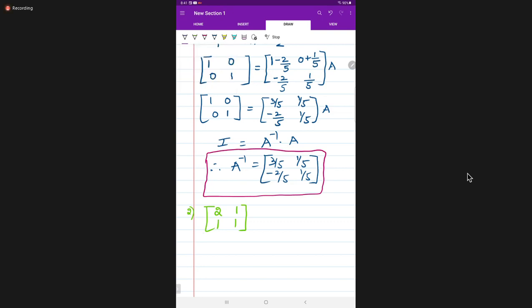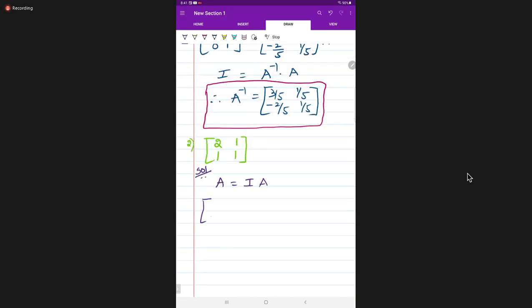A is equal to I. Very good. So A equals I into A, that is 2, 1, 1, 1 equal to the identity matrix 1, 0, 0, 1 into A. If you write this step also, it is 1 mark. Here we want the identity matrix, so we convert the matrix 2, 1, 1, 1 into the identity matrix.